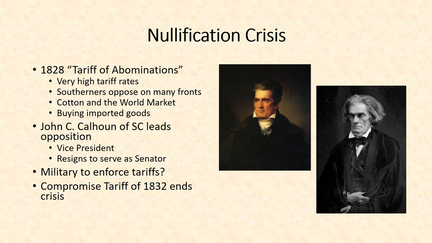What will happen? Ultimately, John C. Calhoun will resign as vice president, and in some very fancy political maneuvering, the senator from South Carolina will resign to become the governor, and Calhoun will be appointed to serve as senator from South Carolina, thereby giving him a greater voice to speak out against the Jackson administration and the crisis.